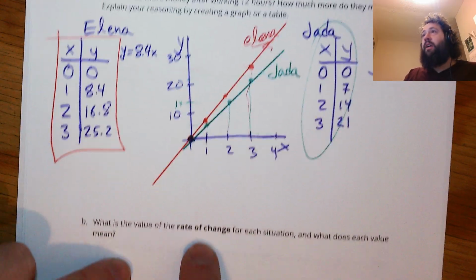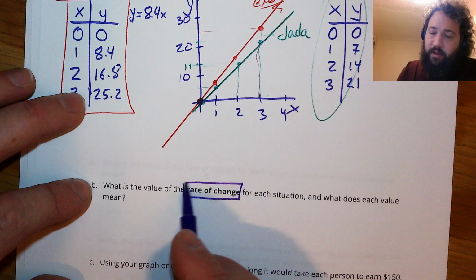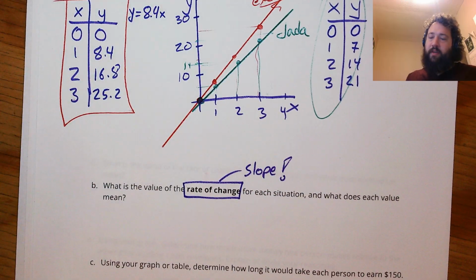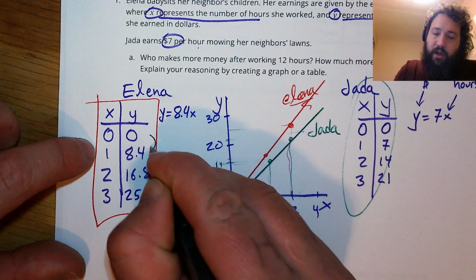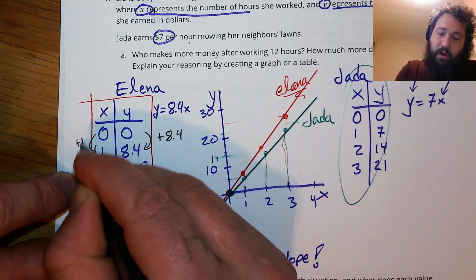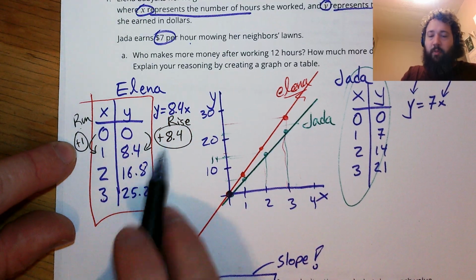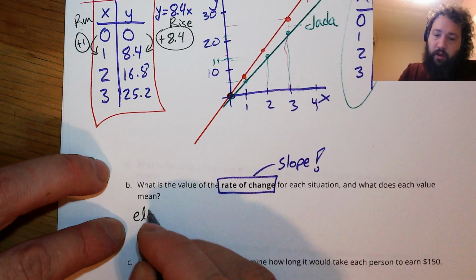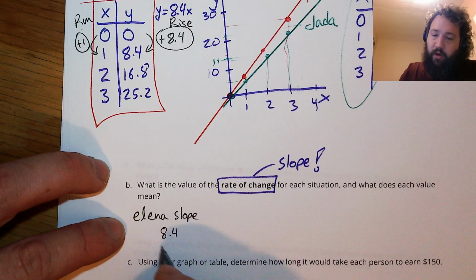All right, what is the rate of change? This is a new vocab word. What is the value of the rate of change? Let's box this up, and this is slope. What does this value mean? If I come along here and the change is a plus 8.4 and a plus 1, that is my rise and my run. So my slope here for Elena is going to be 8.4 divided by 1.